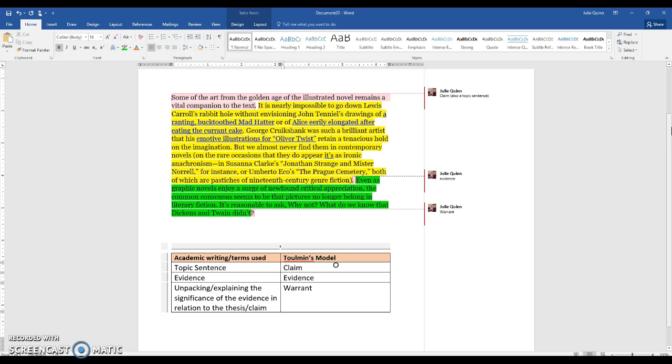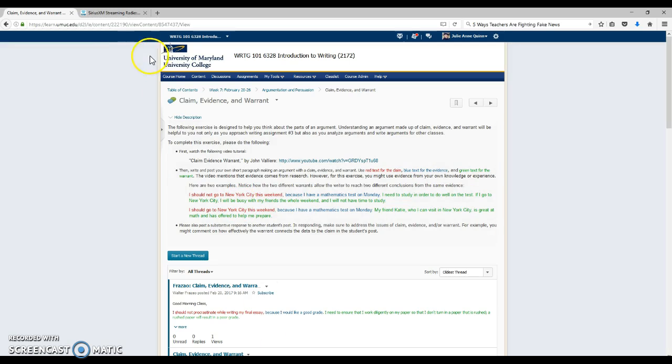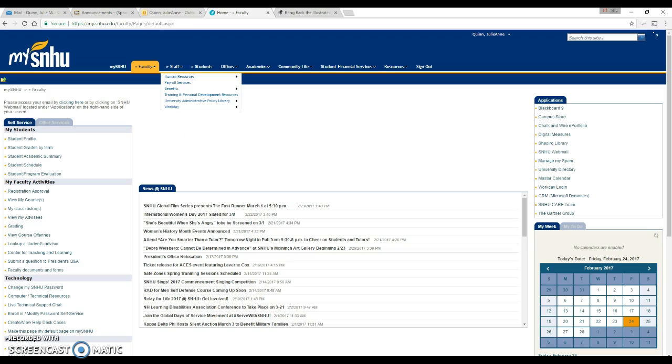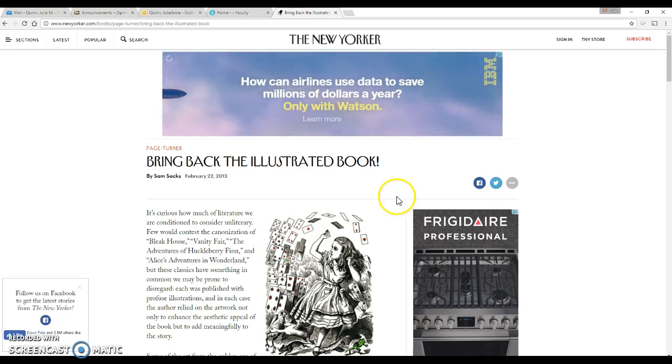But this technique, you can think about, I know quite often we don't think about purposefully designing our body paragraphs, but it's easier than it looks. So let me show this to you. So Sam Sachs is writing about, actually, let me show you his actual article. I've got to go into it. And this is Bring Back the Illustrated Book.